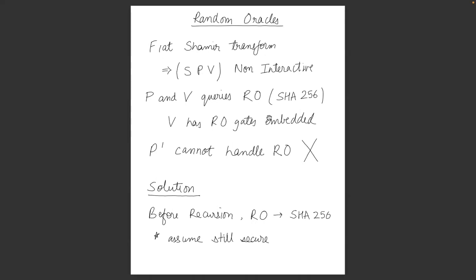So what we try to do is, before recursion, we remove all these random oracles and replace them with some hash function. I think this is also an application issue: in theory there exists a random oracle, but in applications we rarely use random oracles. So we always substitute the random oracle with some hash function like SHA-256, and we have to assume that our proof system is still valid.